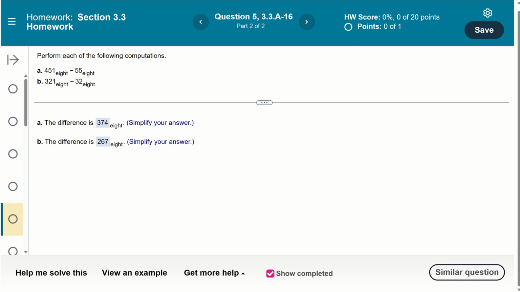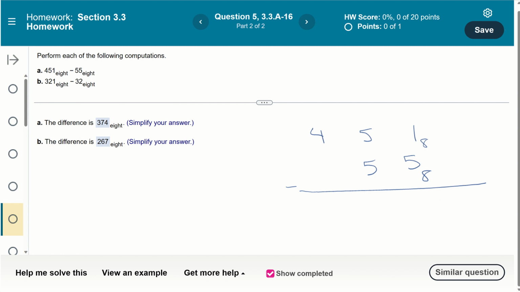All right, so here we're going to take a look at a base 8 subtraction. We've already done it in base 5. So let's see what it would look like in base 8. So let's look at the first part. I'll leave the second part for you. So 451 in base 8 minus 55 in base 8.